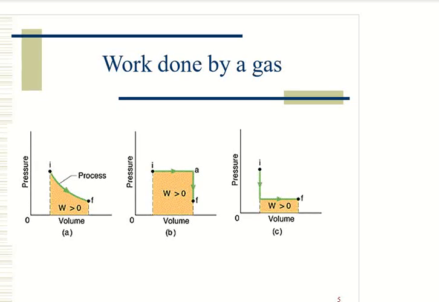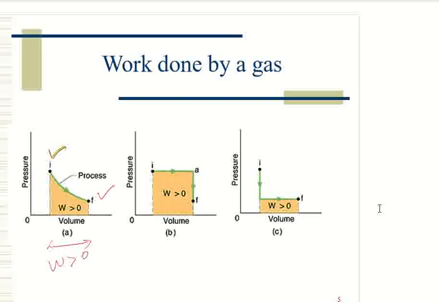So for example, consider situation A. In situation A, we see that the volume changes from point I to point F, and we see that the area under the curve is this area highlighted with the orange. Since the volume has increased this much amount, the work done is positive. P delta V is positive.